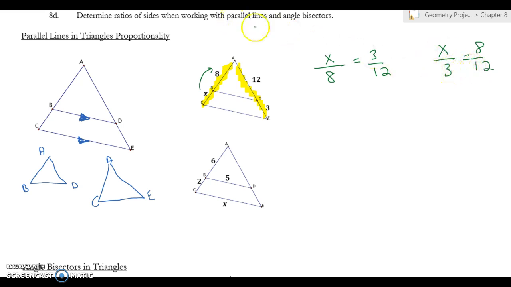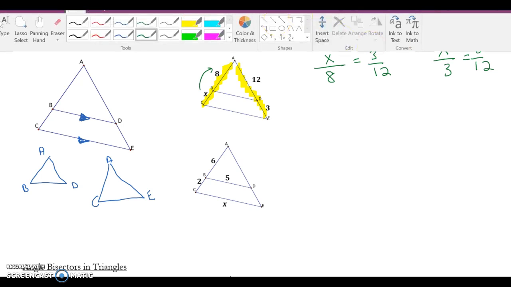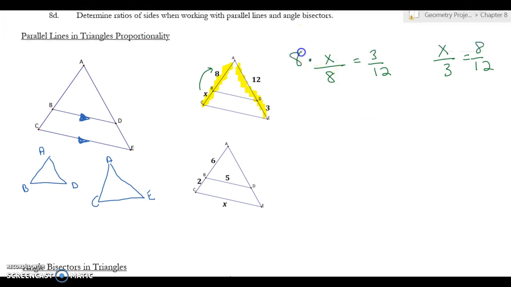So there's a lot of different ways to set it up, but you just have to make sure that you either do left over left, right over right, or left, right, left, right. You have to be consistent. And so now if I were to solve this, I would times by 8, and that would cross the 8 off. And so 3 times 8 is 24 over 12, which is 2. Okay? So the easier ones are when you're given information on the left and the right.